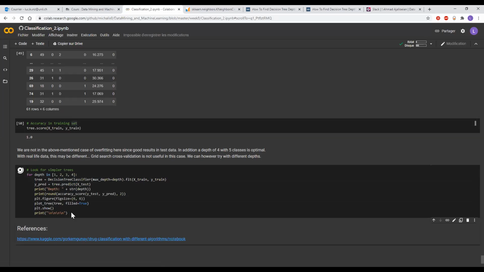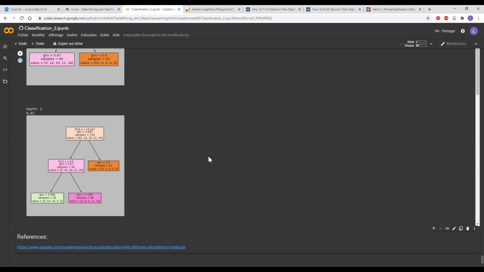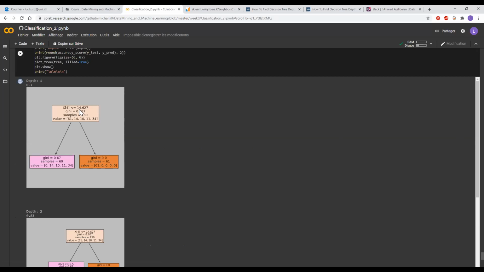And we see that basically it always does the same split. This is also normal. And so if we would have only a depth of 1, we would end up with an accuracy of 0.7. It would do only the first split that I mentioned earlier.